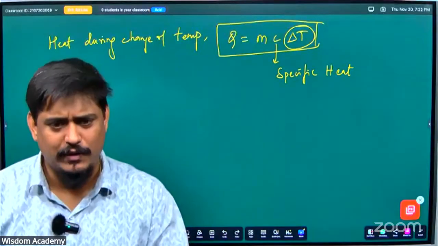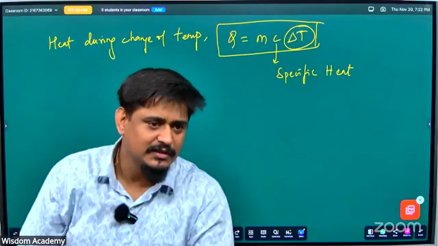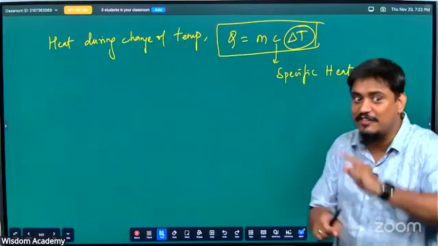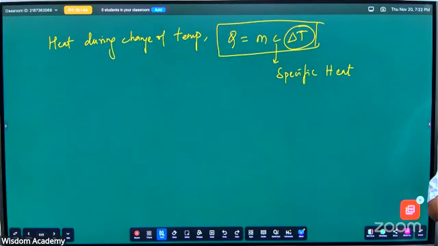C of water is 4186. And then delta T will be from 30 to 70, so 40. Delta T is the change in temperature, 70 minus 30 becomes 40. Put it here, get the value of Q. I hope it is clear to you.